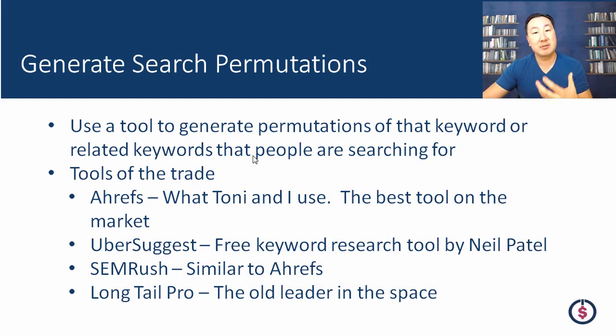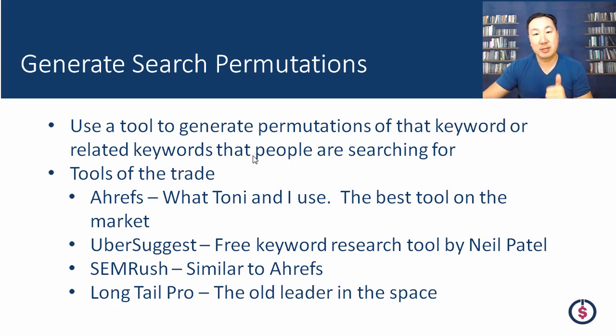Once you have a list of seed keywords that you want to write your blog post about, the next step is to use a tool. You have to use a tool because you need to know what people are actually searching for in the search results. So you want to use a tool to generate permutations of that keyword or related keywords that people are searching for. And here are the tools of the trade that allow you to do that.